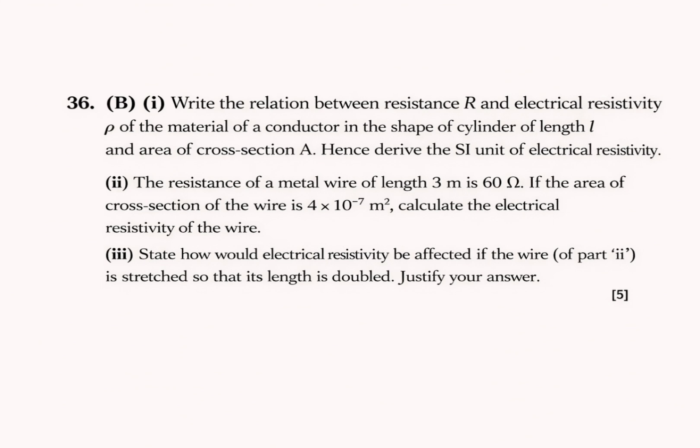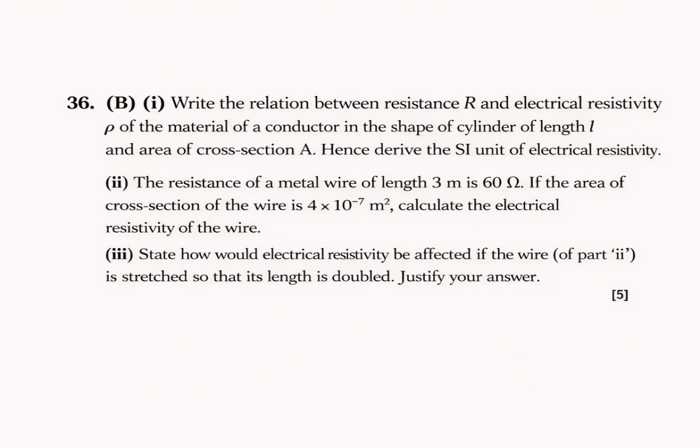In the second question, they have given a numerical based on the resistivity formula. The question is: the resistance of a metal wire of length 3 meter is 60 ohm. If the area of cross section of the wire is 4 into 10 power minus 7 meter square, calculate the electrical resistivity of the wire. So we know the resistivity formula: rho is equal to R A divided by L.